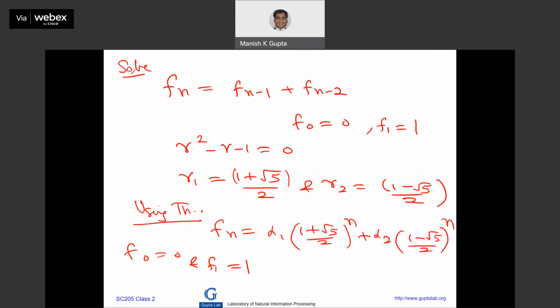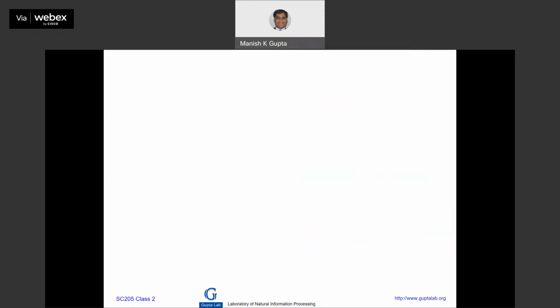Now, we saw one case of the characteristic equation of degree 2, the case when there are two distinct roots r1 and r2. Then the solution is of this form: alpha 1 times r1 raised to power n plus alpha 2 times r2 raised to power n. Now what happens if the equation has only one root?